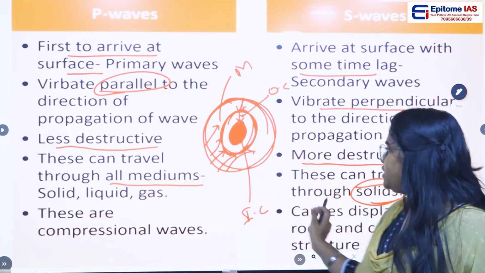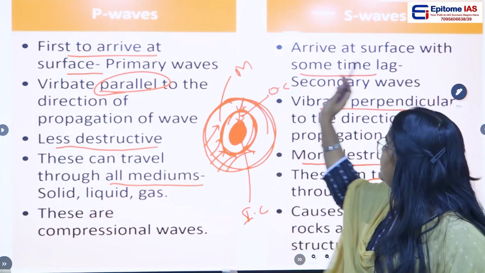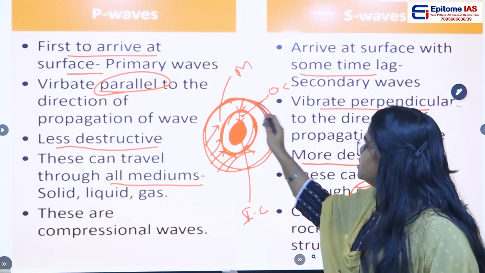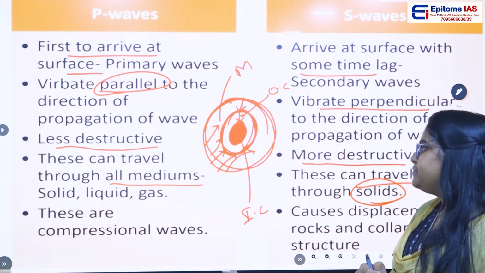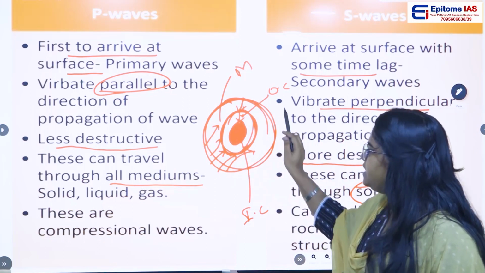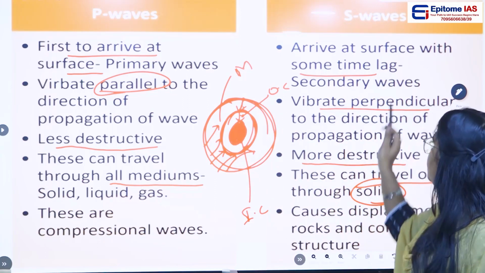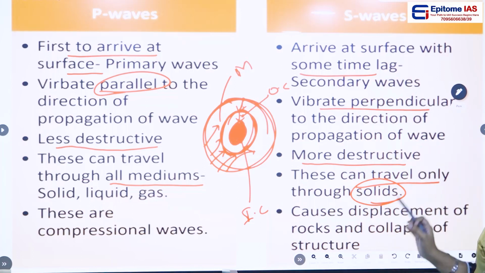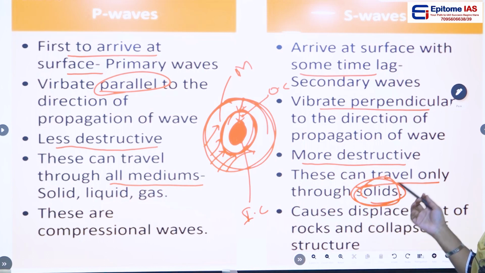Okay, that's why this point is important. The P waves and the S waves help in understanding the interior of the earth. And this point: the P waves can travel through every medium, solid, liquid and gas, but the S waves can only travel through solids. They can't travel through liquid or gas. So this point is important.